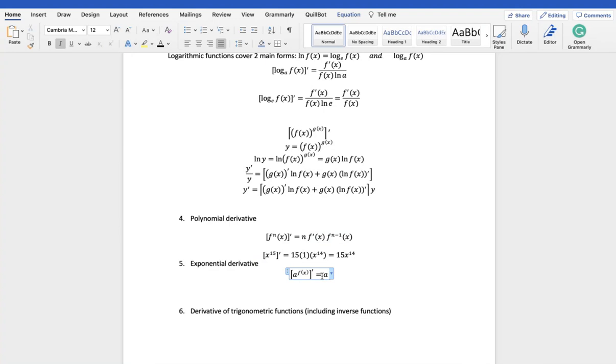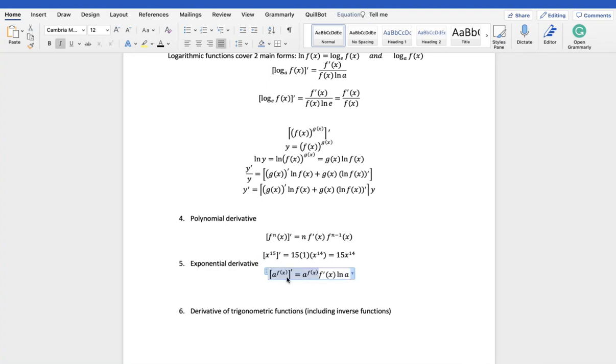So for that case, the general rule tells us that this derivative is equal to the original function, which comes back. So basically, a to the f of x comes back, right? Multiplied by the derivative of the exponent, which is the derivative of f of x, multiplied by ln of the base of the exponent, so ln of a. Right? So this is our general form.